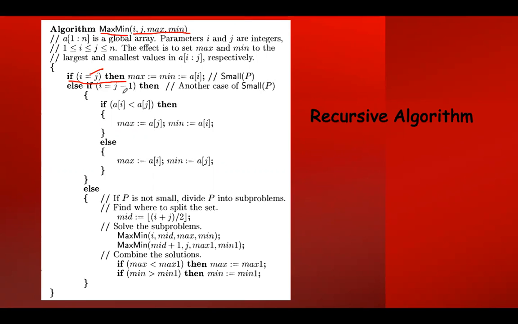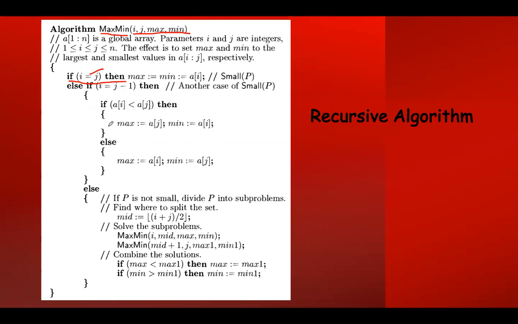Else if i is equal to j minus 1, when will we go to this else if condition? The first condition is when there is only one element in the array. For the else if, when will this become true? i is equal to j minus 1 means there are only two elements in the array. If there are only two elements in the array, then this condition will become true.